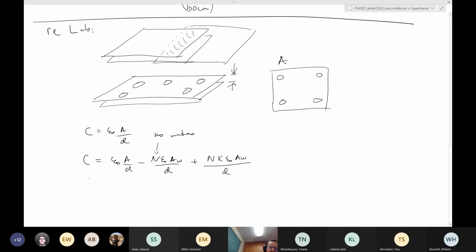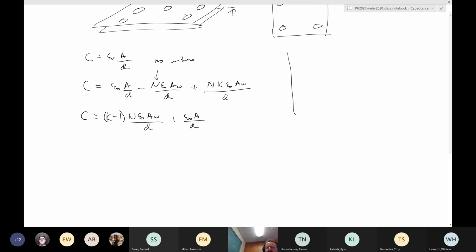Now we can reorganize this. If we take the K, you notice this is all the same stuff except for the factor of K. So this looks like K minus 1 times that stuff. And then we have left over this A over D. And so what we're going to do is make a plot of the number of washers and then the capacitance as you add washers.